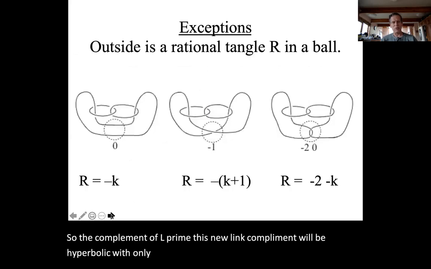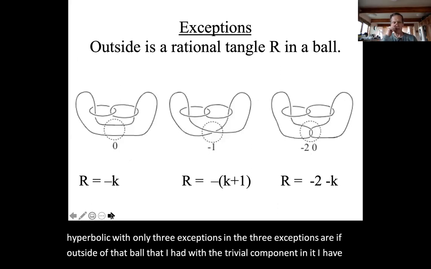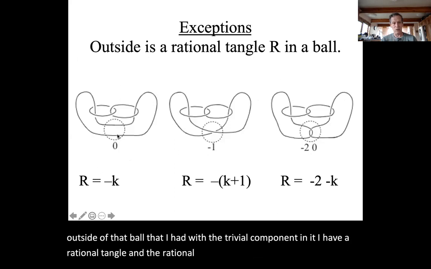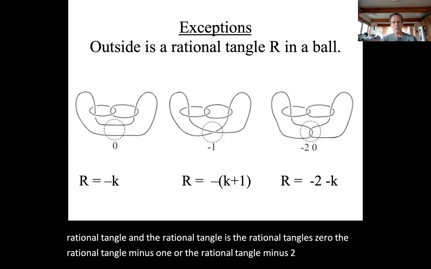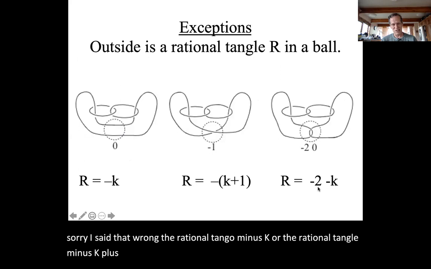The 3 exceptions are if outside of that ball that I had with the trivial component in it, I have a rational tangle, and the rational tangle is the rational tangle 0, the rational tangle -1, or the rational tangle -2, 0. Okay, I'm sorry, I said that wrong. The rational tangle -K, or the rational tangle -K plus 1, or the rational tangle -2 minus K.